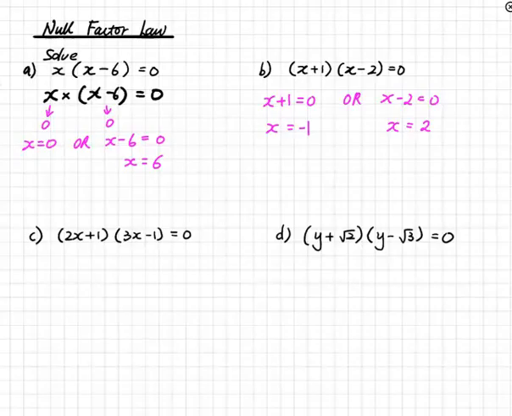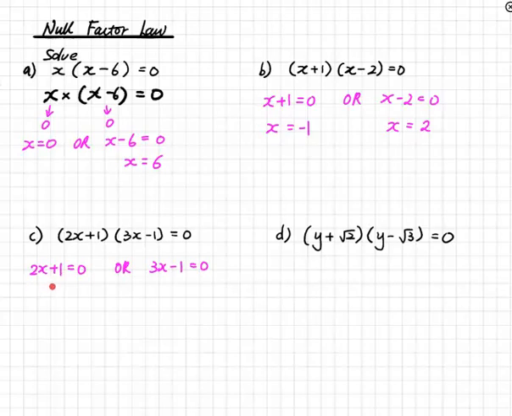What I would love you to try is pause the video here and then try the following two questions by yourself and then come back and check the answer. Question C. You have again bracket times by bracket equals 0. So we have options of 2x plus 1 equals 0, or you have 3x minus 1 will give you 0. So continue to solve it.